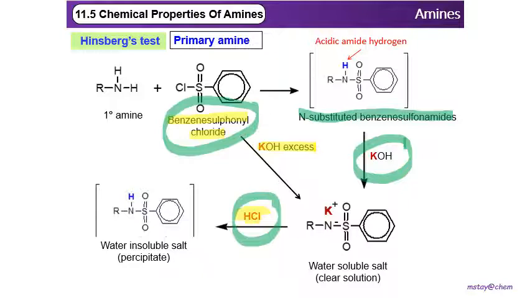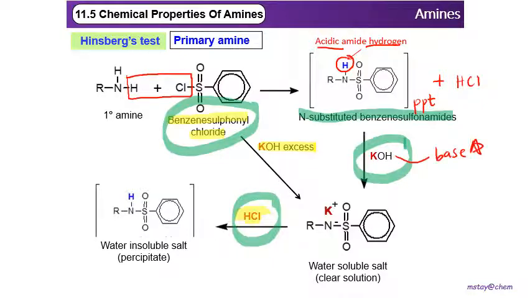For the primary amine, we take out the hydrogen, while from the benzene sulfonyl chloride we take out the Cl, and basically you will get this benzene sulfonamide and also HCl. This is considered a precipitate, and this precipitate has one acidic hydrogen, and as we know, KOH is a base. So when an acid and a base react with each other, they produce a salt.